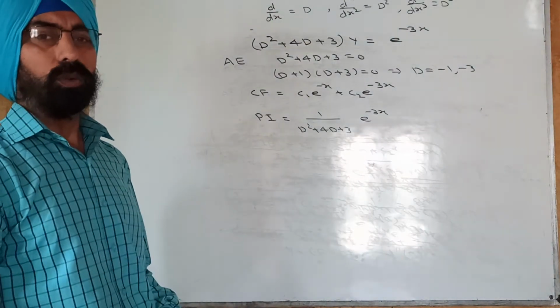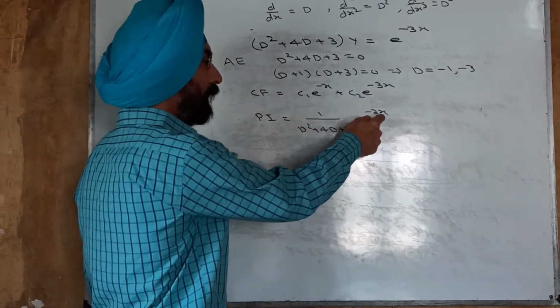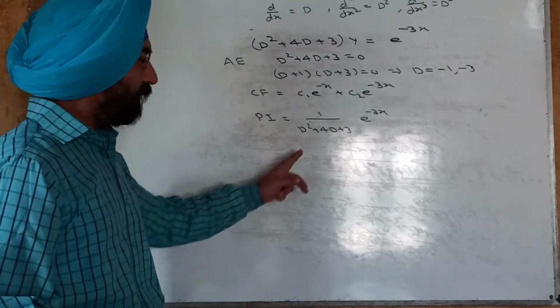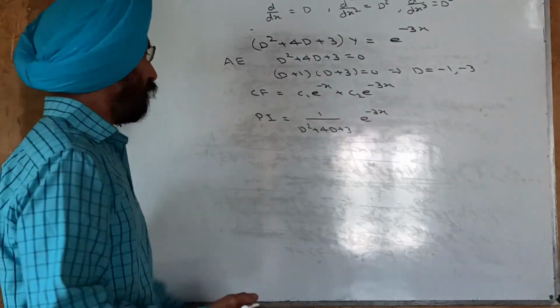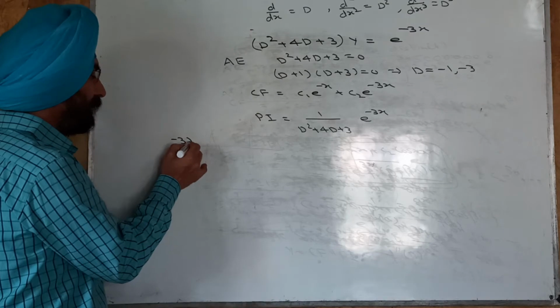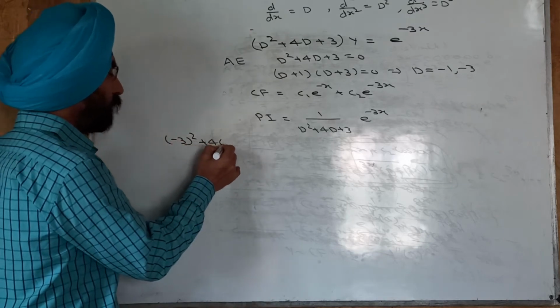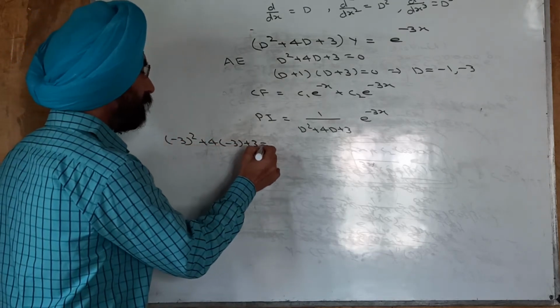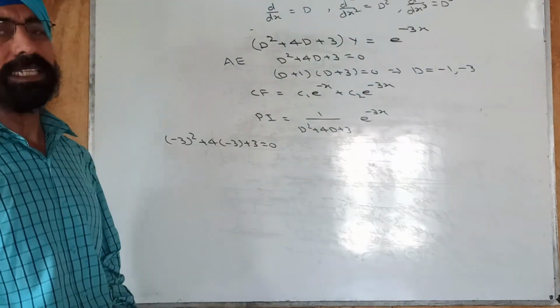So what we have to do now? We have to substitute this D by -3. But if you substitute D by -3, what are you going to get? You will get (-3)² + 4(-3) + 3, which is equal to 0. So it is a case of failure.